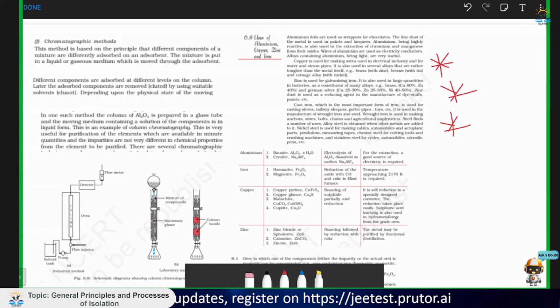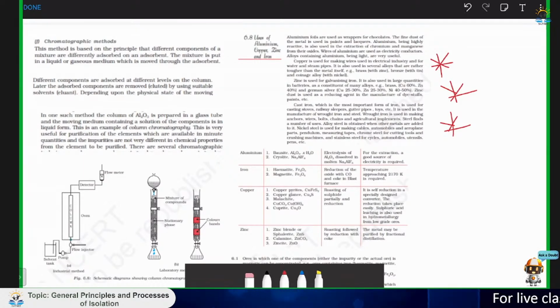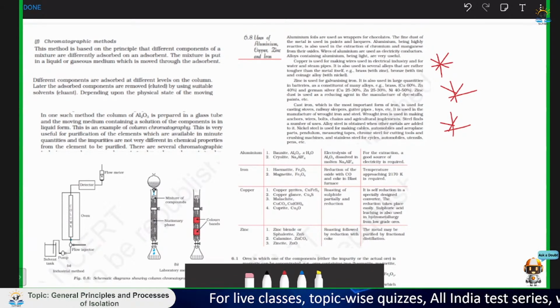Cast iron, which is the most important form of iron, is used for making casting stoves, railway sleepers, gutter pipes, toys, etc. It is used in manufacture of wrought iron and steel. Wrought iron is used in making anchors, wires, bolts, chains, and agricultural implements. So basically, your not-so-strong, not-so-weak iron stuff is made out of cast iron. Your wrought iron is for absolutely strong items, like these anchors and wires, absolute iron requirements.